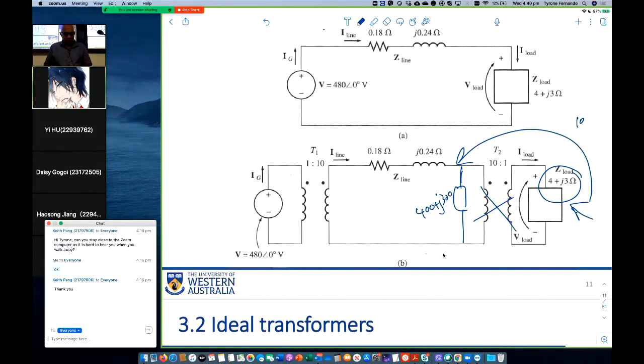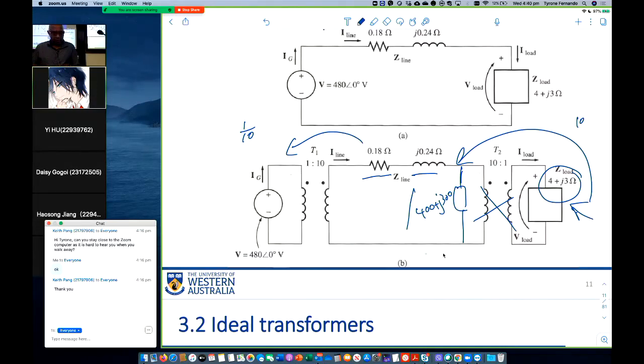And then the next thing is when we reflect these impedances to this side, again, we take the turns ratio squared and multiply it. The turns ratio is N1 on N2, which is 1 on 10, so the turns ratio squared is 1 on 100.